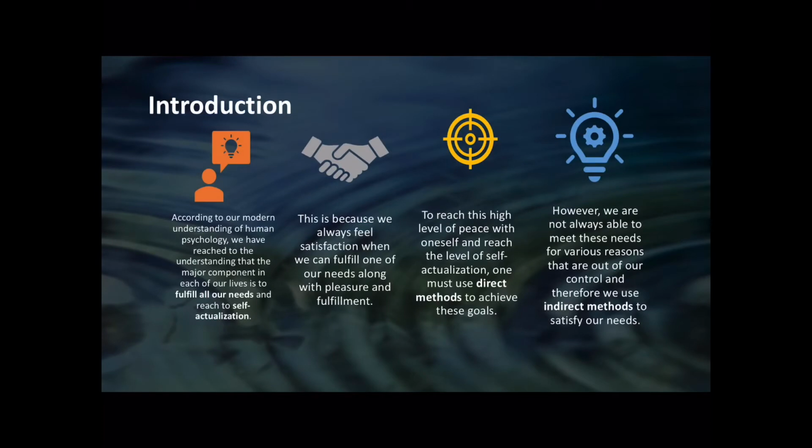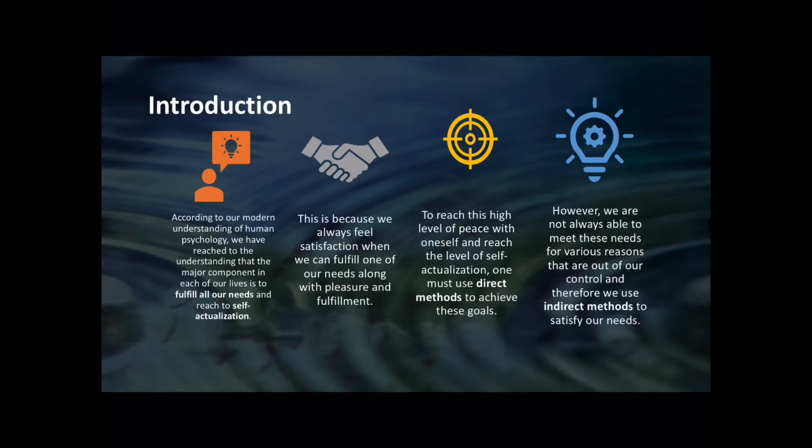According to our modern understanding of human psychology, we have come to understand that the major component in each of our lives is to fulfill all of our needs to reach the self-actualization level that Maslow talked about. This is because we always feel satisfaction when we fulfill one of our needs, along with pleasure and fulfillment. To reach this high level of peace with oneself and reach self-actualization, one must use direct methods to achieve these goals.